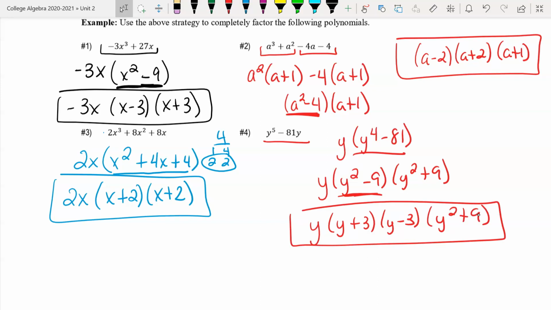You have to make sure you're looking for all the patterns that you see. The reason why we're doing so many examples is because the more you see it, the easier it gets. All right? So again, if you have any more questions, just let me know.